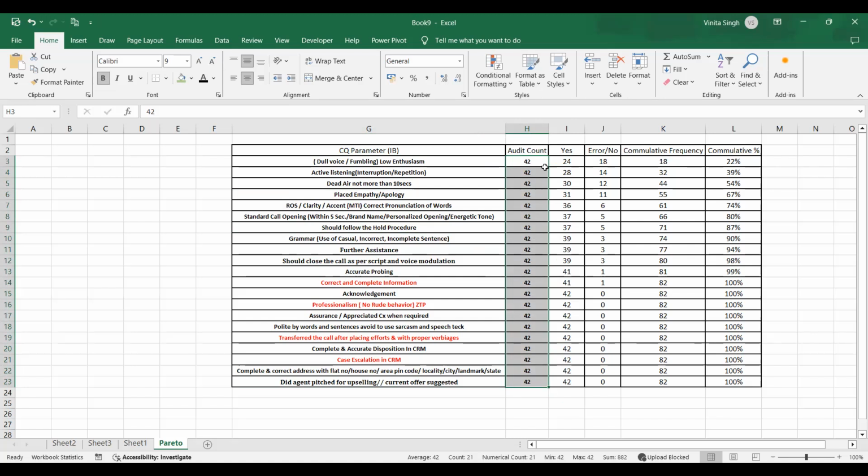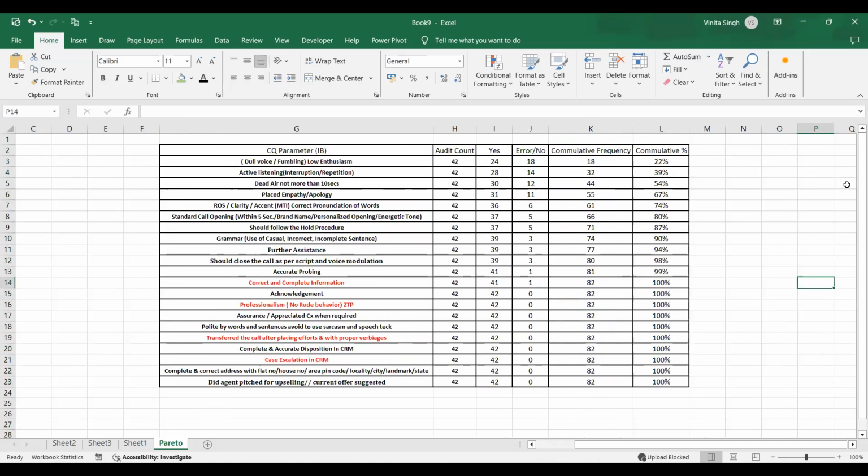The audit is defined on a different basis that comes in a QMS process. We are discussing the total count of audits. So when we say the total audit count, out of 42, these are the yeses, which means the agent has done it right on the call. And these are the errors, which means the agent has made a mistake on the call.